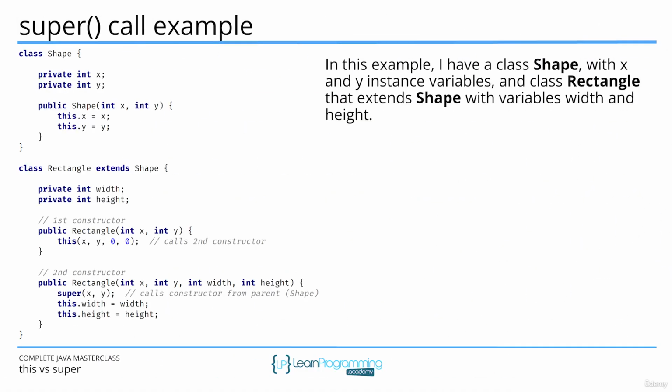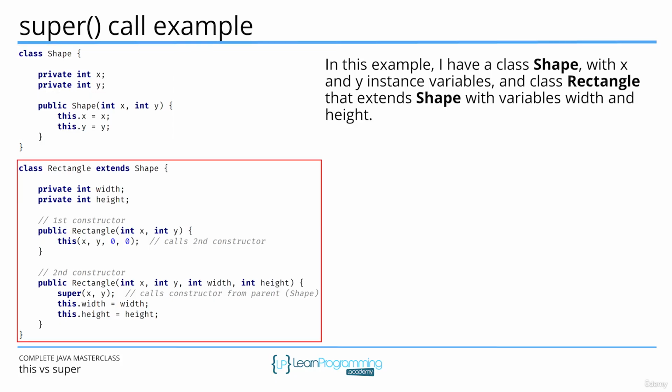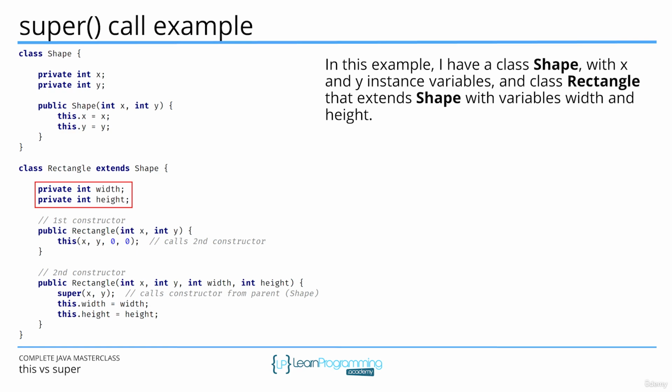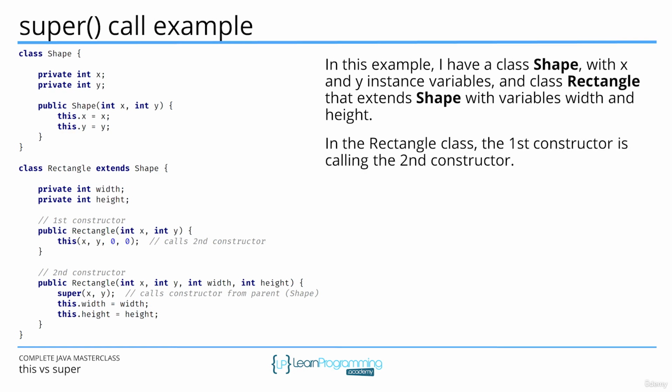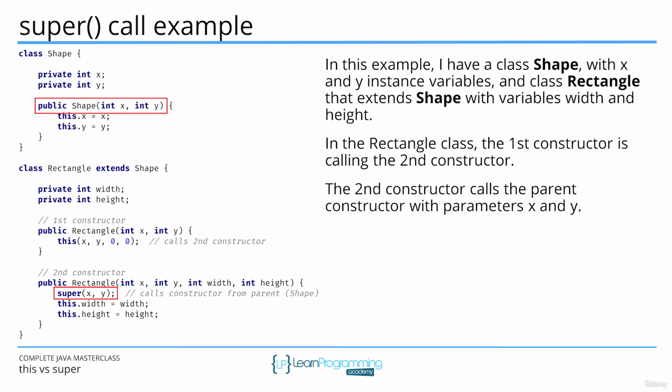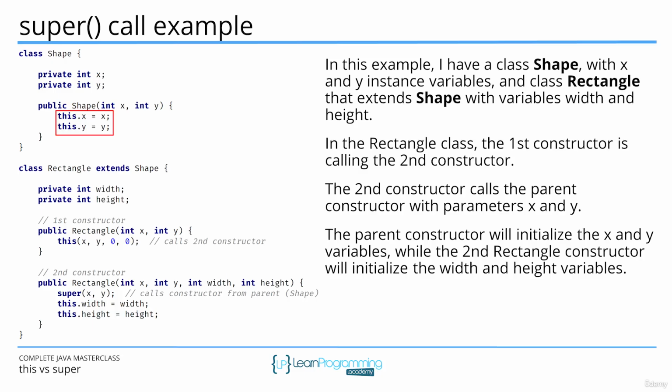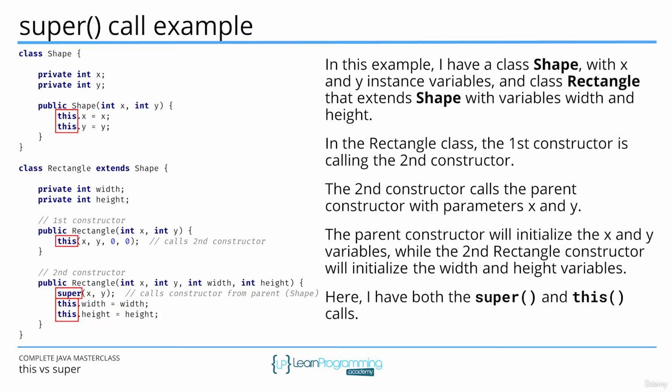Alright, let's have a quick look at the super call example. In this example, I have a class Shape with x and y instance variables and class Rectangle that extends Shape with variables width and height. In the Rectangle class, the first constructor is calling the second constructor. The second constructor calls the parent constructor with parameters x and y. The parent constructor will initialize the x and y variables, while the second Rectangle constructor will initialize the width and height variables. Here, as you can see in this code, I have both the super parentheses and this parentheses calls, but in different constructors.